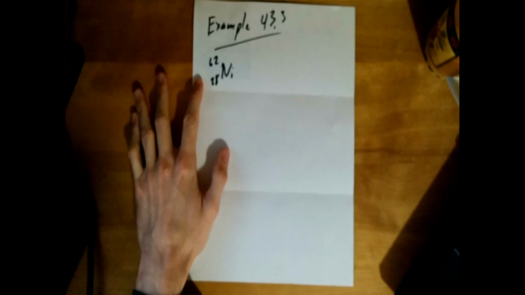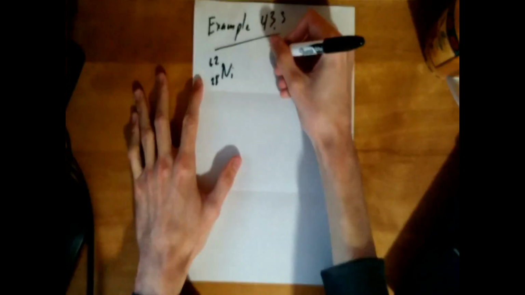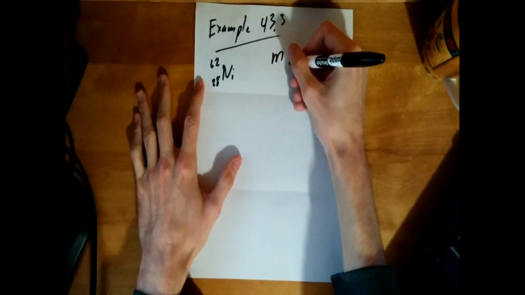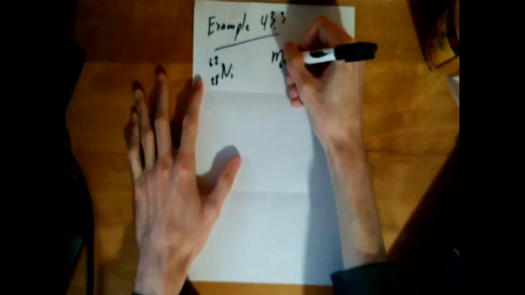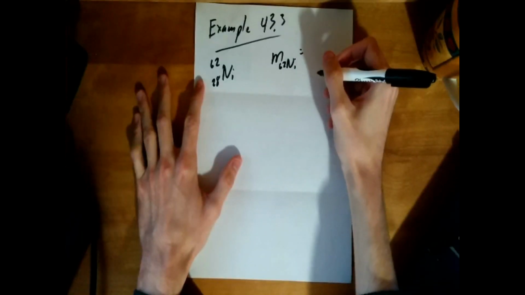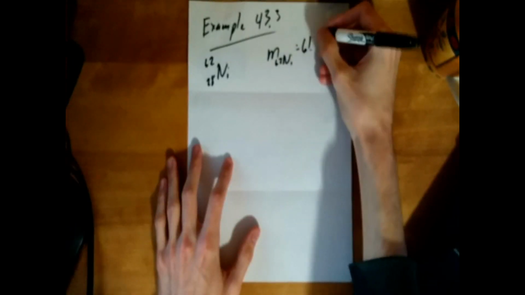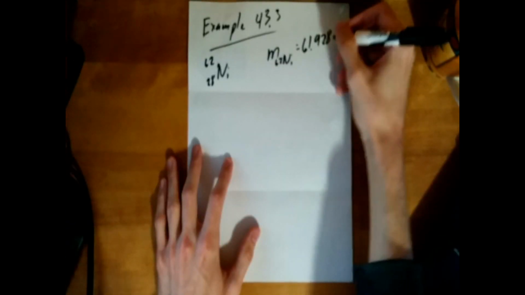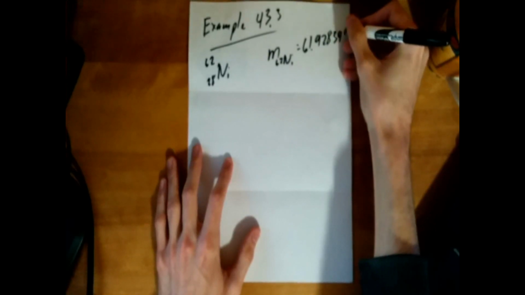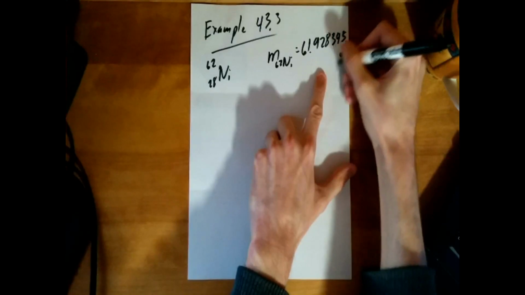We want to find the mass defect, the total binding energy, and the binding energy per nucleon of this nucleus. And we are told what its actual mass is in terms of the atomic mass unit. So we are told that its mass, already down as mass of nickel 62, is equal to 61.928345 times U.